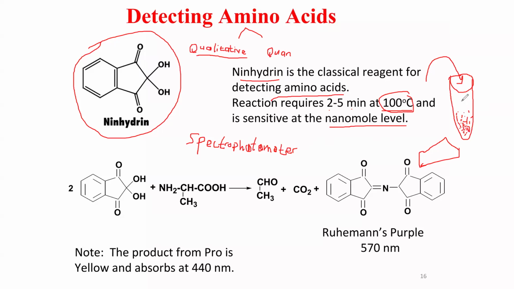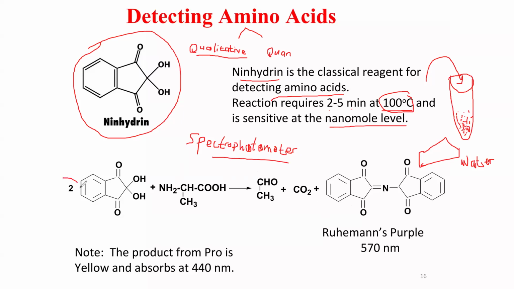So as I said, after you add a nanomole of your analyte into the test tube containing your solution, you subject it to a temperature of 100 degrees centigrade, maybe in a water bath. Then you allow it to stand for 2 to 5 minutes. And then after you do that, you measure the absorbance of the product.